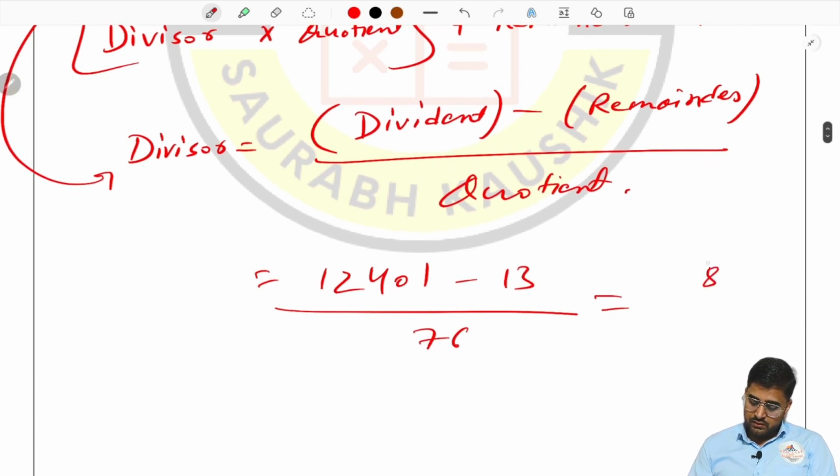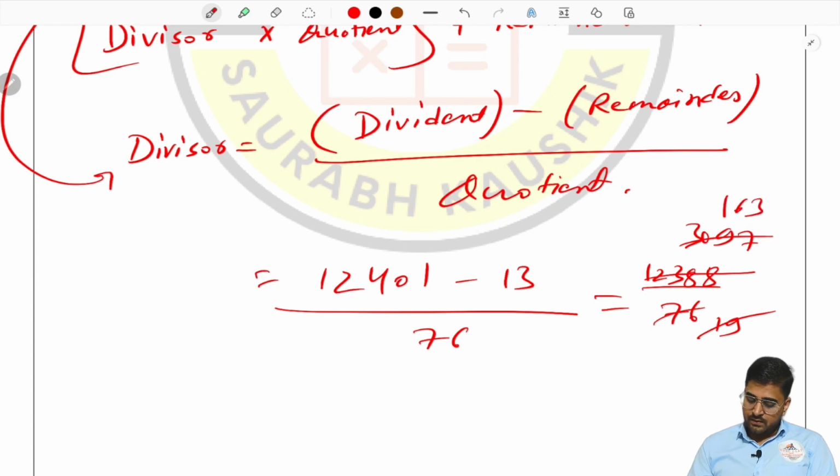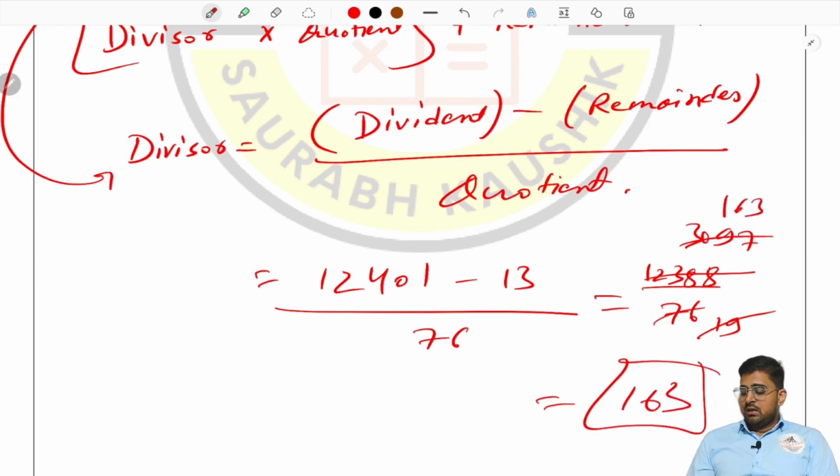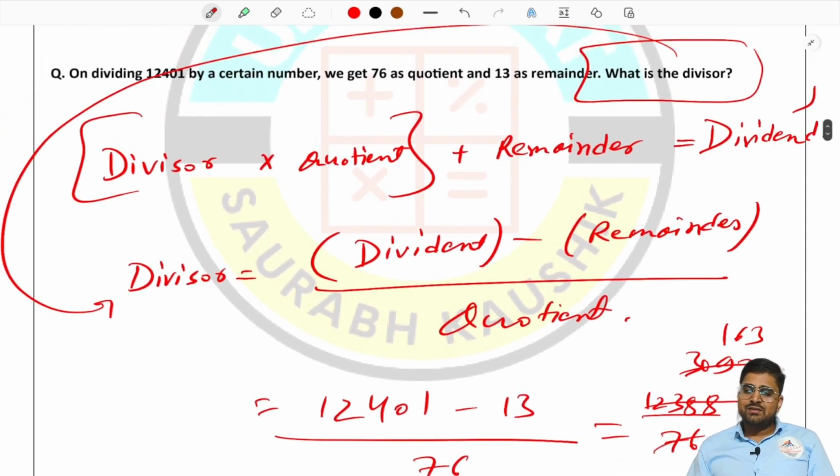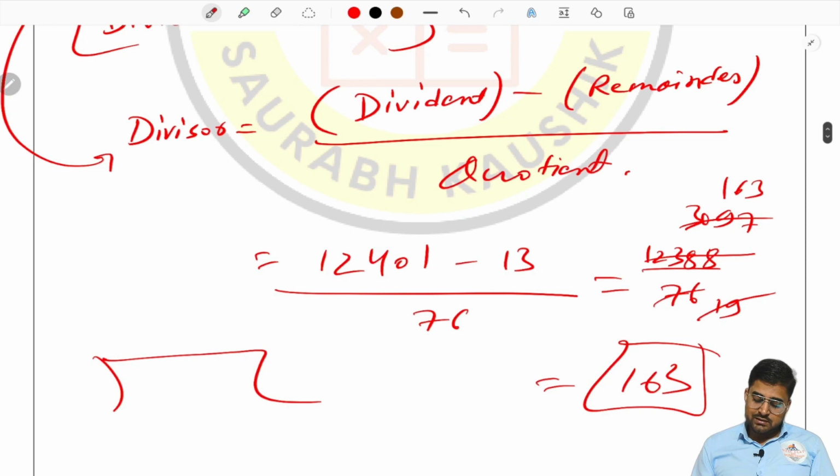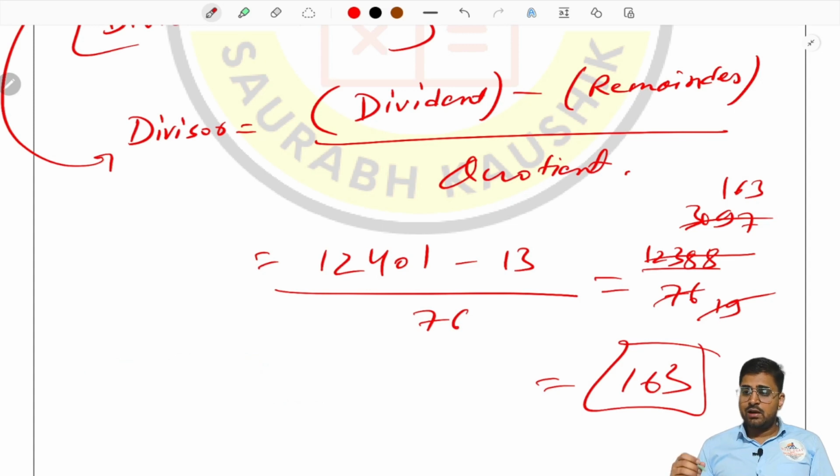Calculation is not so important here; if you want to do it, you can. So your answer is 163. Again, try to remember the concepts. This formula is important. Basically, it's not a formula, it's just this representation in word format, nothing more than that. I have explained it earlier, so try to revise the concept.